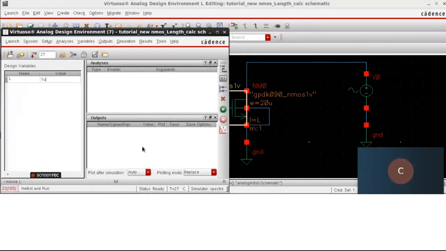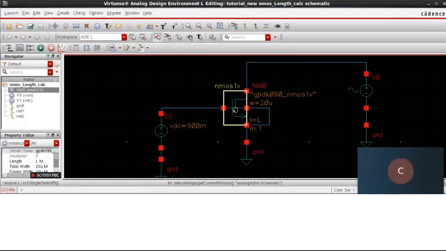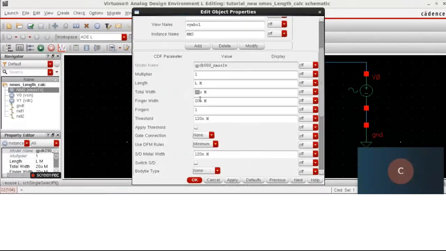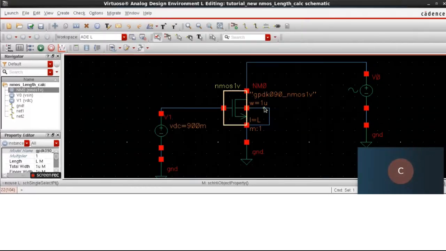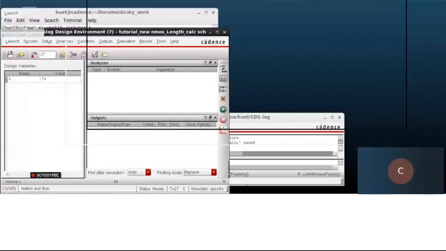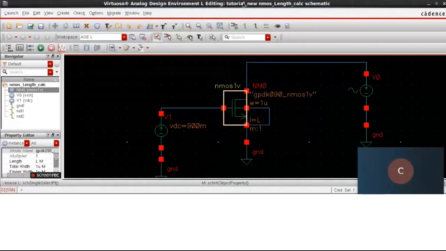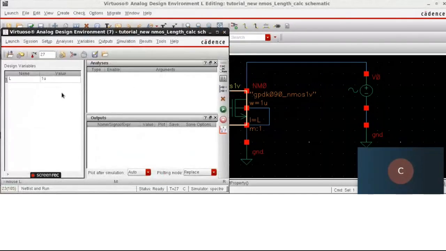And now what is the W here? I also try to change the W. Just want to show you, if you want to change W here, you have to change the finger width. Then the total width will change automatically. The number of fingers is 1, so 1 micro multiplied by 1 will be the total width, 1. I'll talk about the fingers sometime later. But right now, whatever changes you have to make, do it in the finger width here. So now W is 1 and L is also 1. So that means the ratio is 1 by 1.